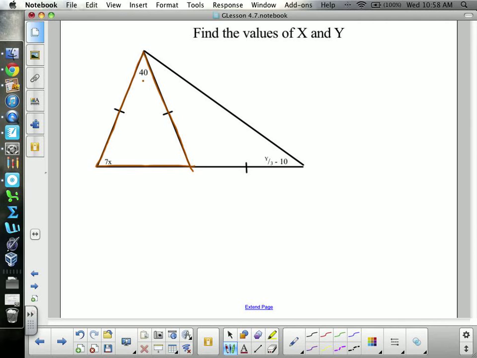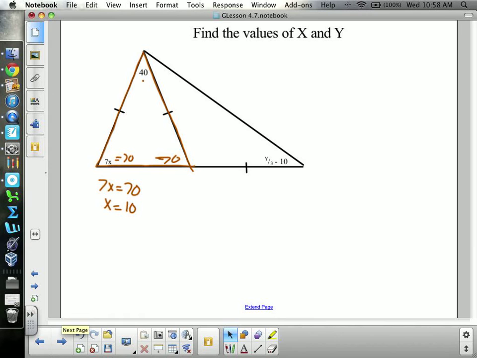Well, it's 180 for all three put together, but I used up 40 here, so I have 140 left, right? And because it's isosceles, these two angles have to be congruent. So I have to divide that equally between the two base angles, don't I? Because they have to be congruent. So 70 and 70. So this is 70. So 7x equals 70, so x is 10.